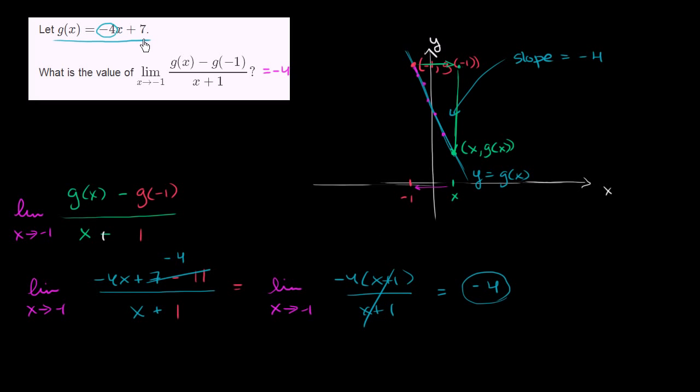But if you just realize, hey, this is a line, it's going to have a constant slope. This is just the slope between some arbitrary point on the line and the point negative 1, 11, really. You say, well, that's just going to be the same as the slope of the line. It's negative 4.